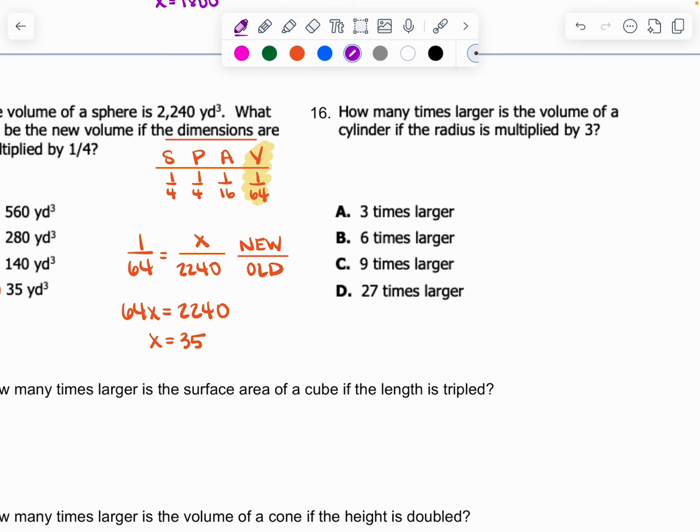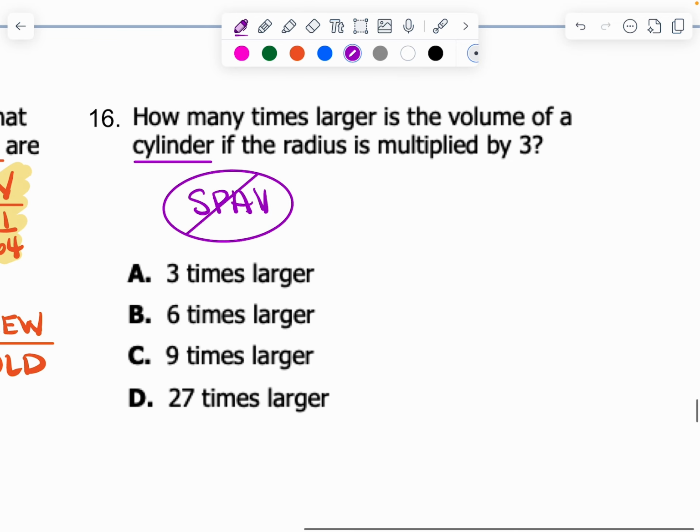All right, last multiple choice. Here we go. How many times larger is the volume of a cylinder if the radius is multiplied by 3? Now this one, you have to be careful because we're talking about a cylinder, and cylinders don't just have radii, they also have heights. So this is not a SPOV question. I'm going to put no SPOV. The way that this is worded, it doesn't say all the dimensions are being multiplied by 3. It just says the radius only.